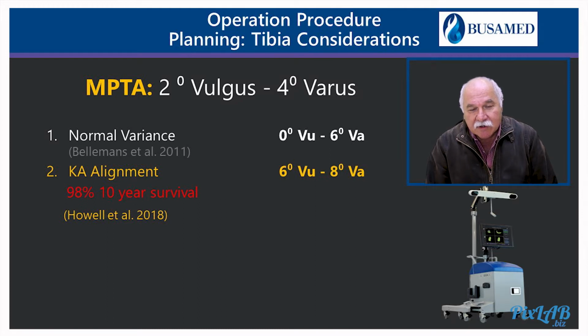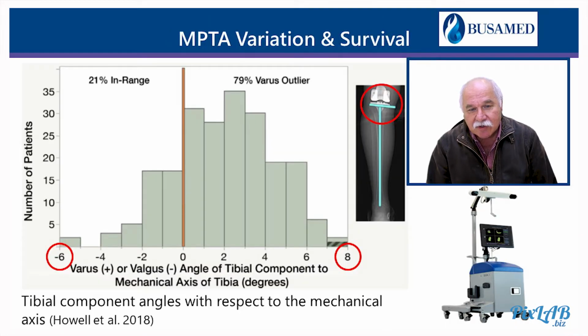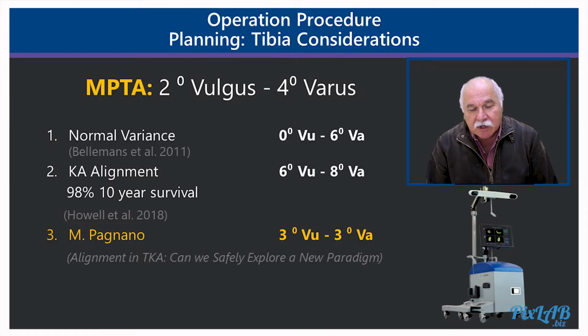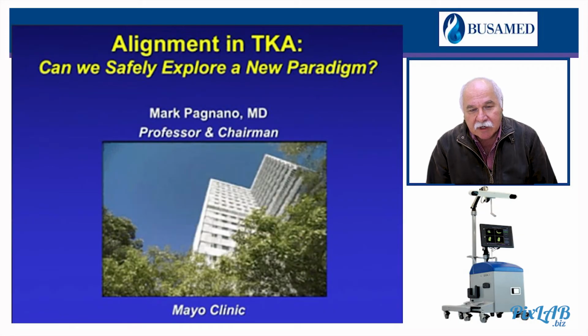Secondly, we look at the kinematic alignment data which has been published by Howell, 98% 10-year survival, and he was happy to have an MPTA from 8 degrees varus to 6 degrees valgus. It's depicted here. Thirdly, Pagnano is willing to settle for 3 degrees varus to 3 degrees valgus with his new talk, Can We Safely Explore a New Paradigm?